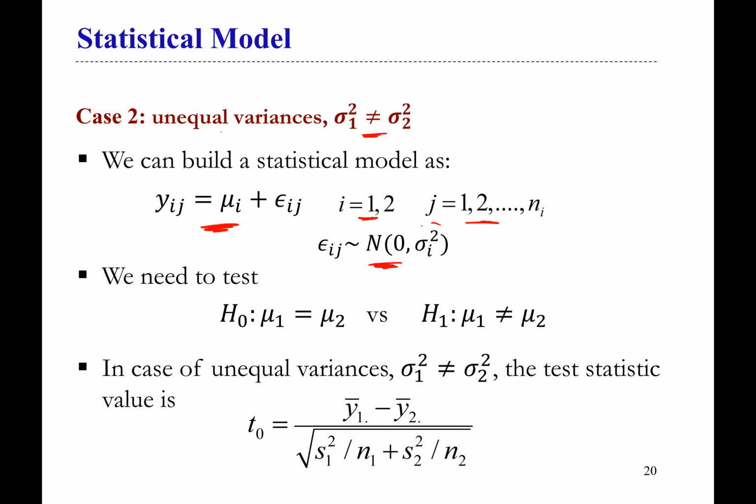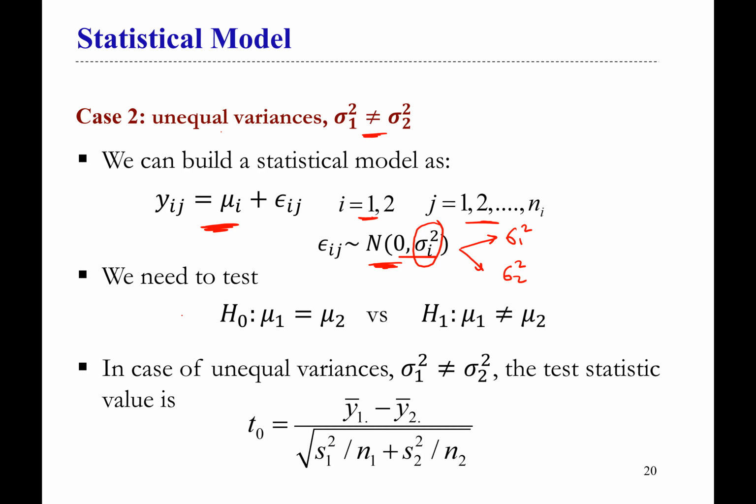See, now I change sigma square to be sigma I square. So it means we have two sigmas, two different sigmas. Sigma 1 square, the variability for the first fertilizer, and sigma 2 square, the variability of the second fertilizer, and we assume they are not equal. This is why I change it: epsilon ij follows normal with mean 0 and variance sigma I square. This is the only difference in the statistical model.